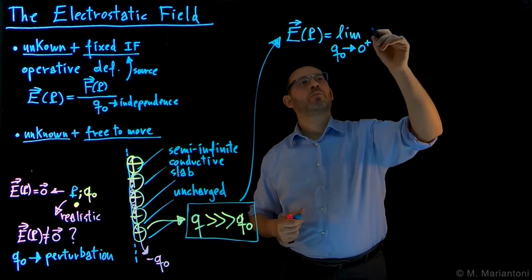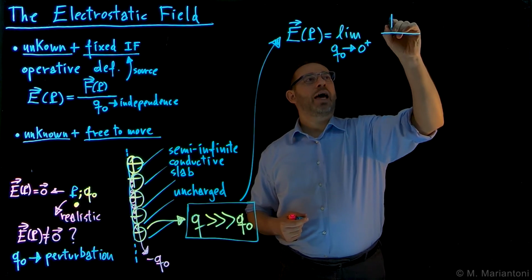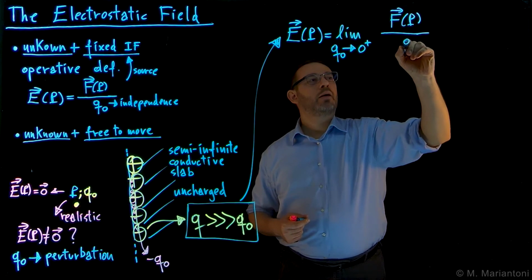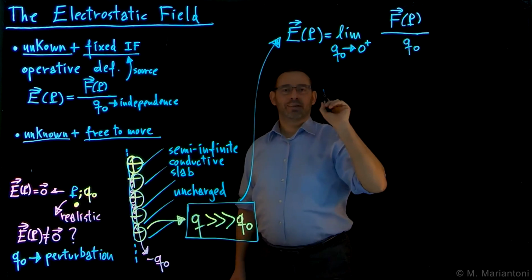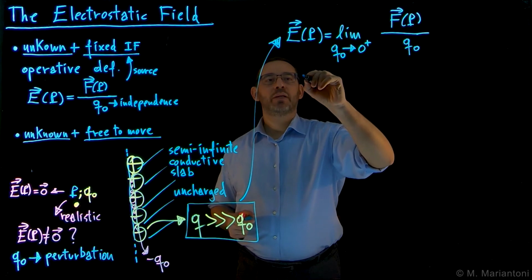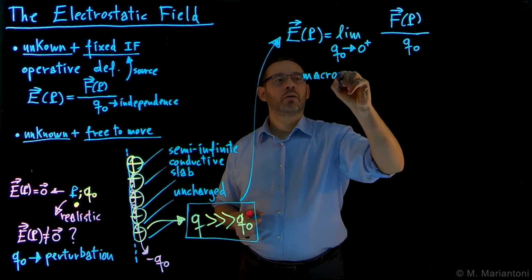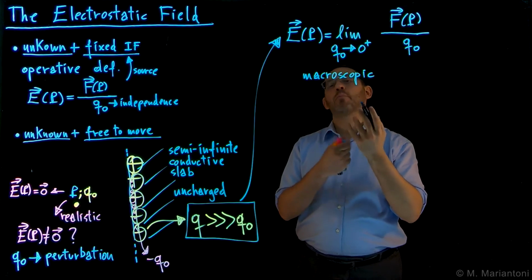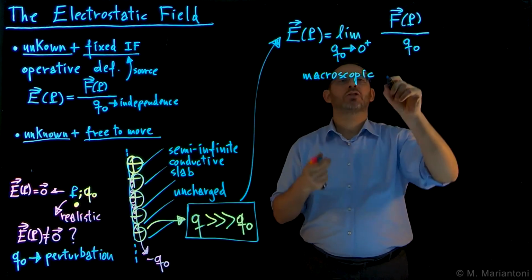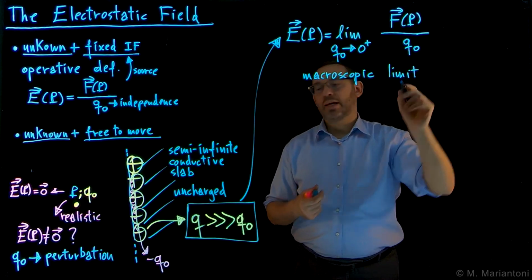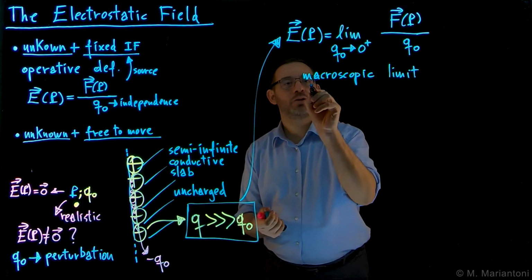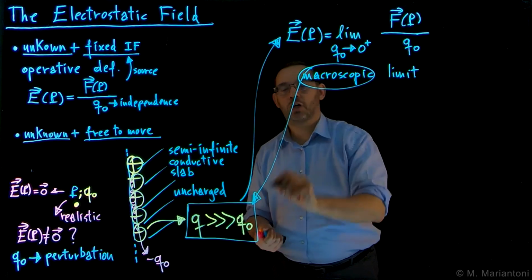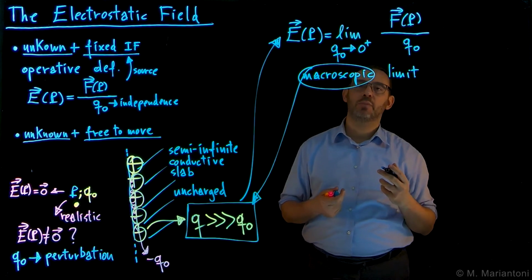Mathematically, we express it in the limit of the ratio between F, which we measure with the test charge, at point capital P, divided by Q naught. This type of limit is called a macroscopic limit, because in mathematical physics, this limit is not really a mathematical limit, it's a macroscopic limit, where again the key condition is this. So macroscopic really means this condition here. That's really what macroscopic stands for. So that's the real physics of this problem.